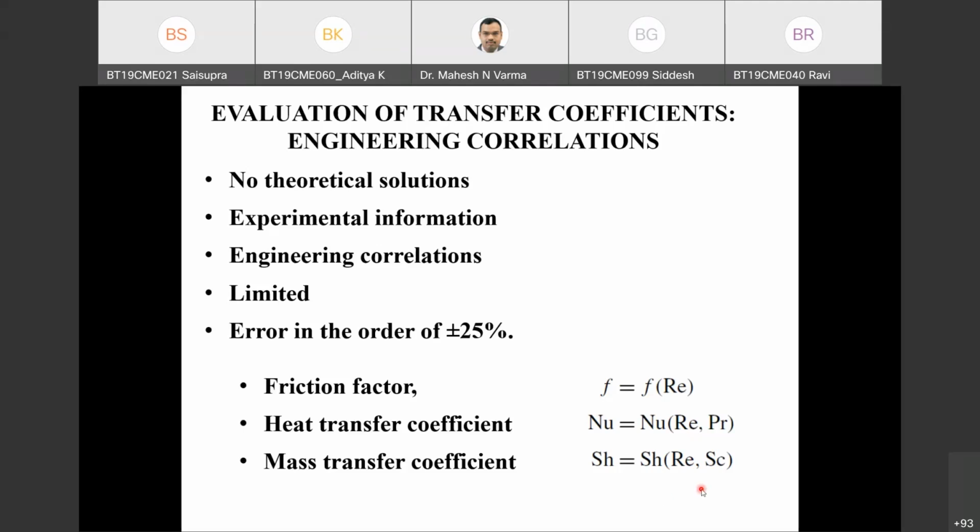Yeah, limitation, because you can see friction factor is a function of Reynolds number, and Nusselt number is a function of Reynolds number and Prandtl number. Do you remember that Dittus-Boelter correlation? Okay, I will show you that Dittus-Boelter correlation.